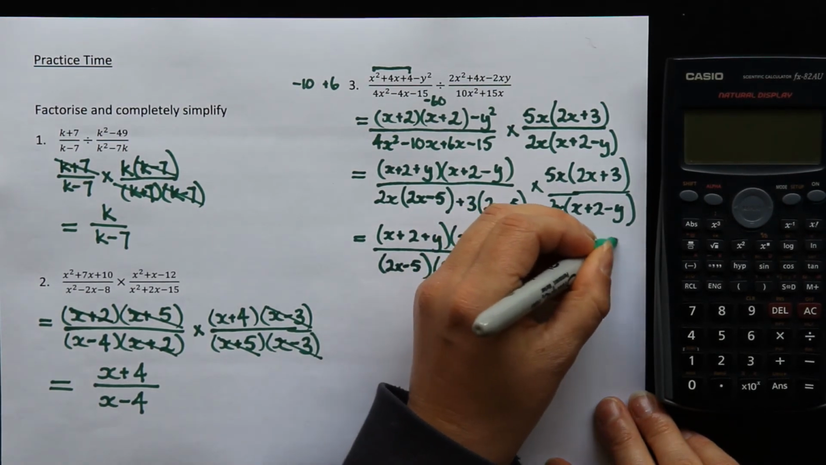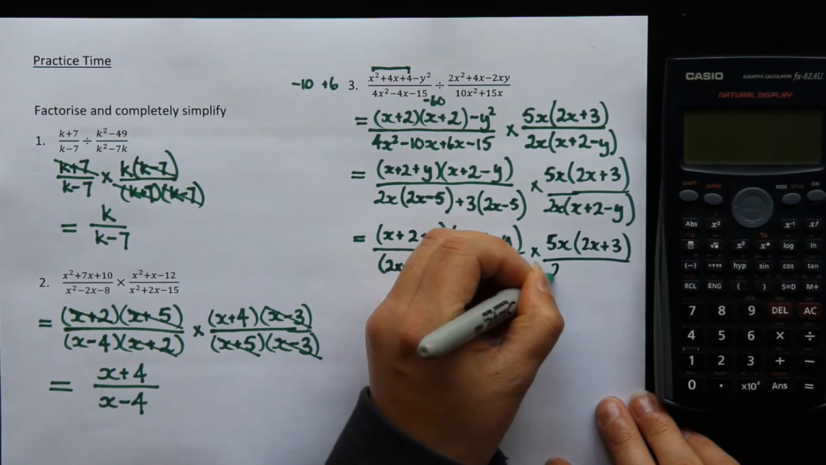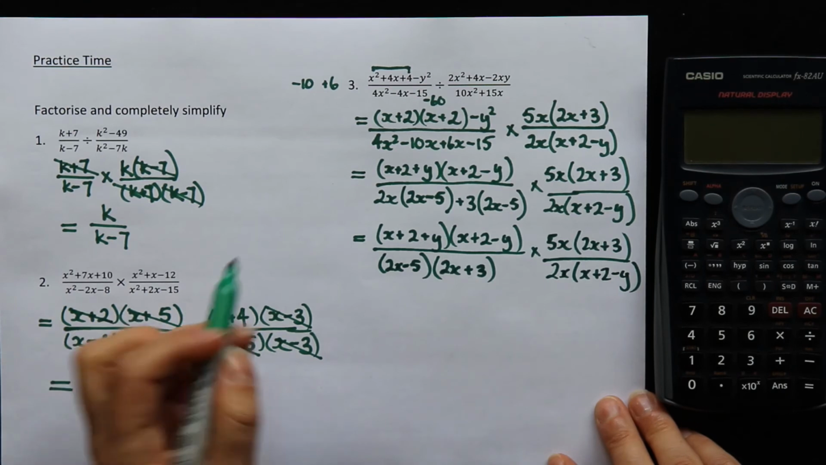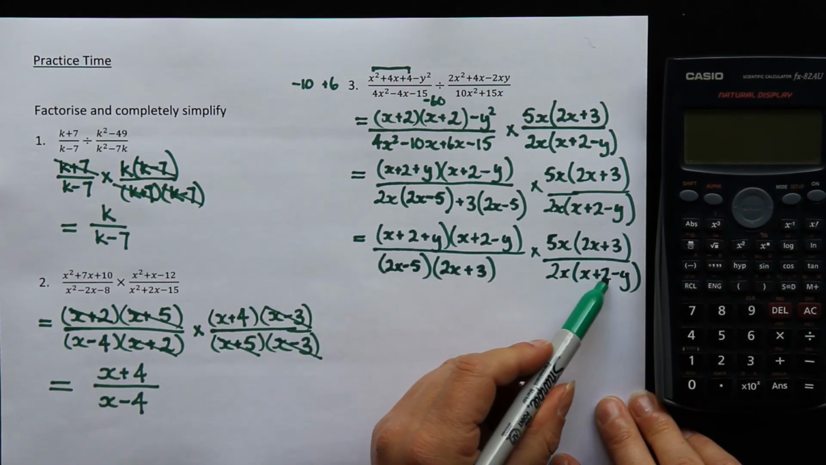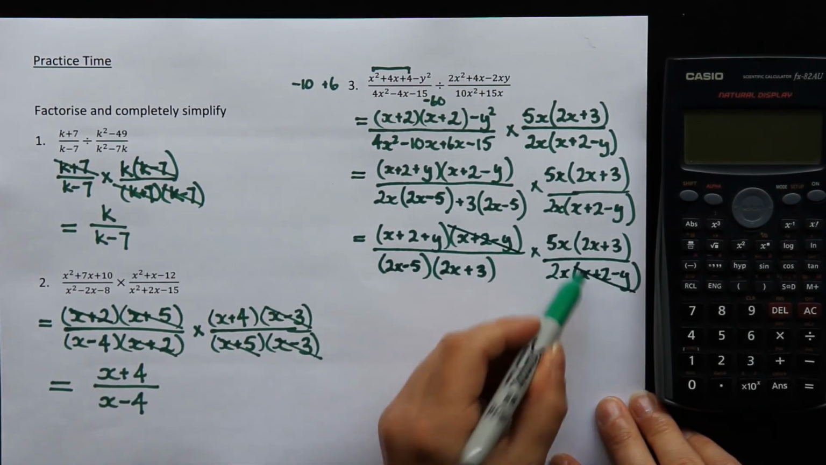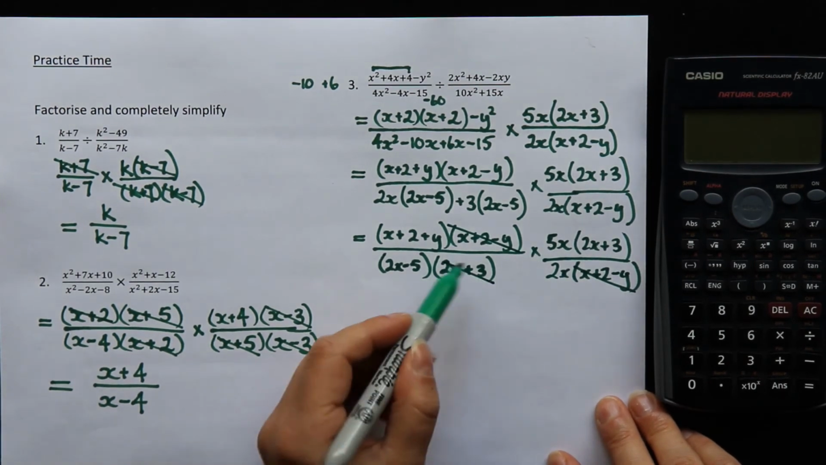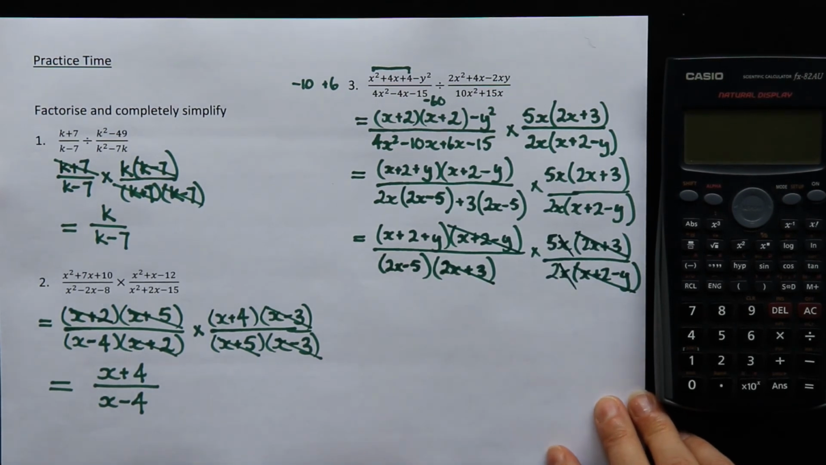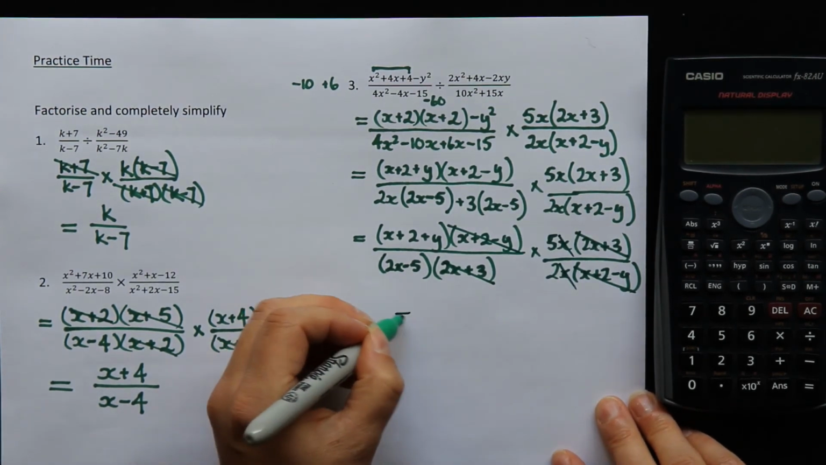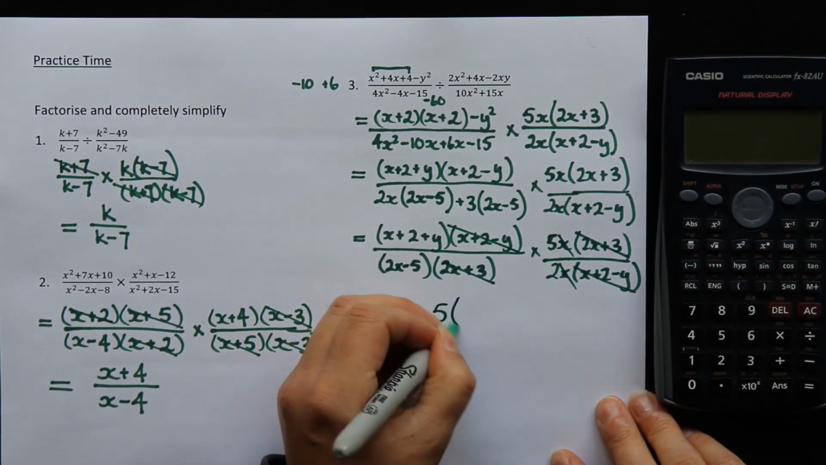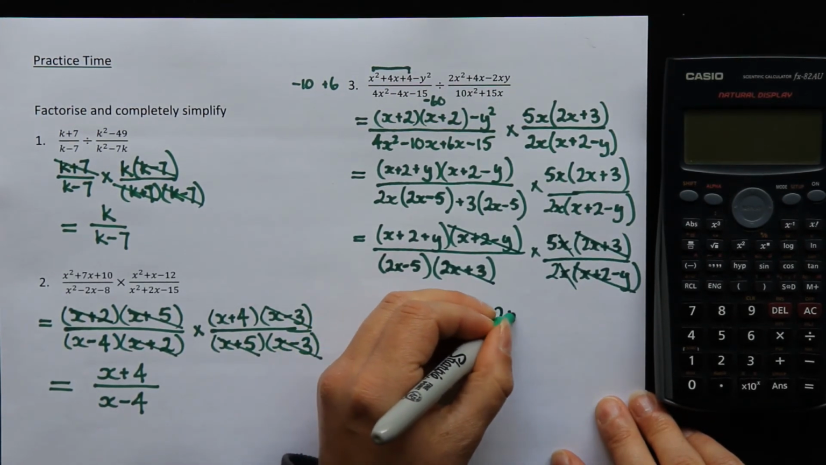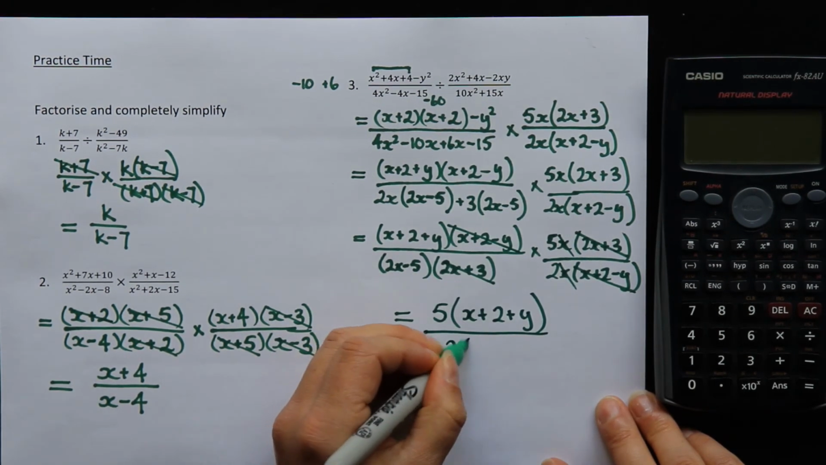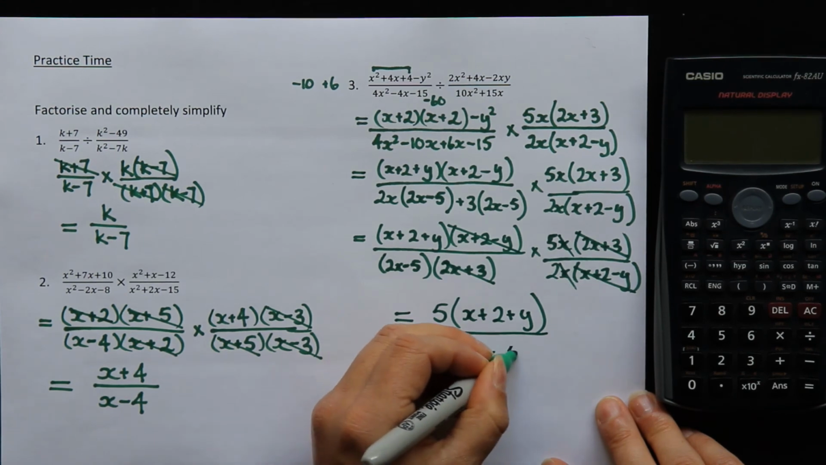Writing it down again though. I can cancel off. So this is x plus 2 minus y. X plus 2 minus y can cancel. 2x plus 3. Okay, I can even cancel the x there and the x there. So what we have left is a 5 bracket x plus 2 plus y on the top. And on the bottom we have a 2 bracket 2x minus 5.